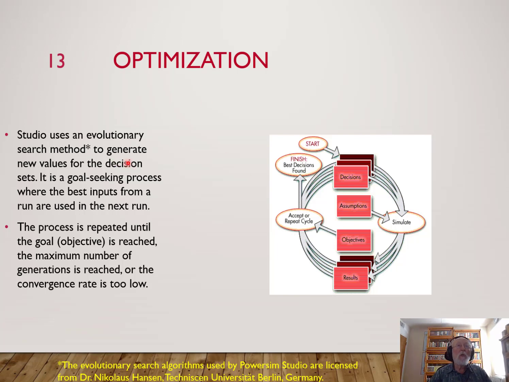So it uses what's called an evolutionary search algorithm that was developed by this fellow, Nicholas Hansen, and it was licensed to PowerSim AS in Norway to be included into the PowerSim tool. Okay, and the process is repeated, of course. It has algorithms that say if after X number of runs, I don't get any closer to the objective, I will just stop the optimization process. Back to slide.